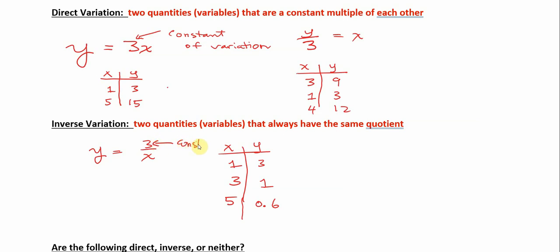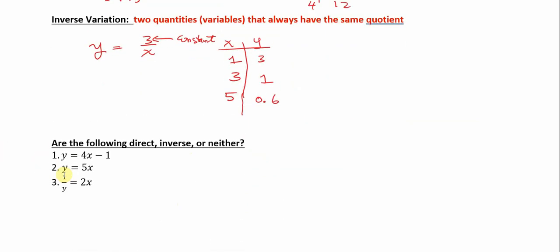And I'm using 3 here just as my example, although it does not always have to be 3. So now let's go forward and let's look at some of these examples here. Are these direct, inverse, or neither? Okay, so let's look at the first one. Y equals 4x minus 1.